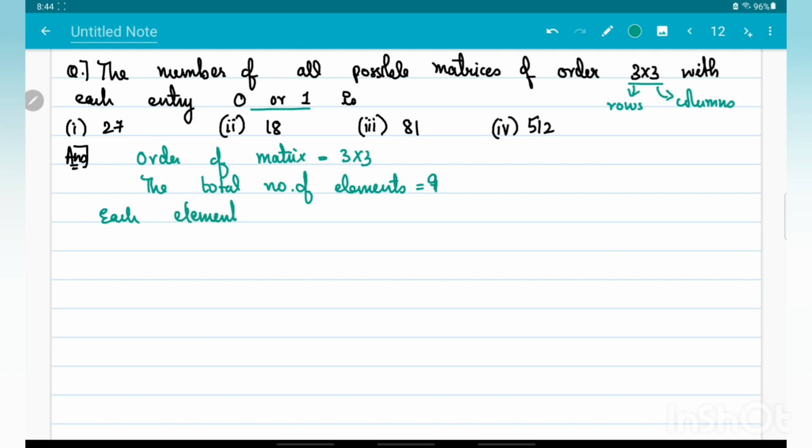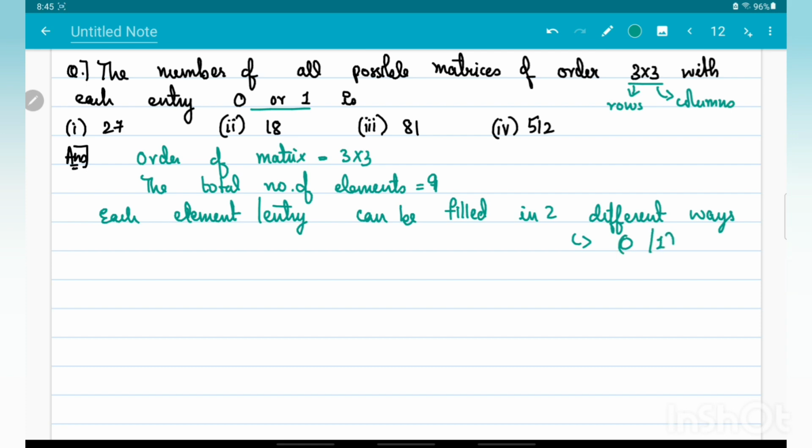Each element, or I can say each entry, can be filled in 2 different ways. Each element or each entry can be filled in 2 different ways. What are those ways? Either 0 or 1. Only 2 ways are possible. Either you can fill 0 or you can fill 1. So each entry can be filled in 2 ways, either 0 or 1.